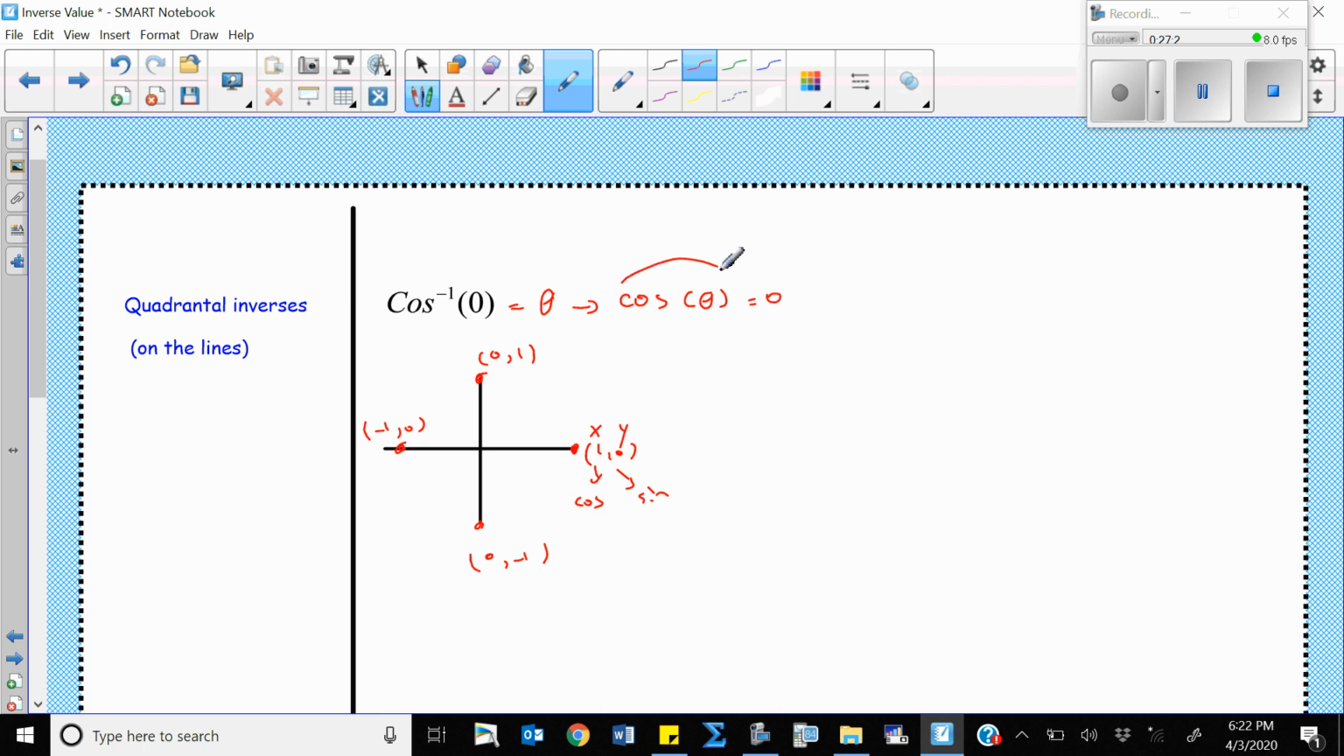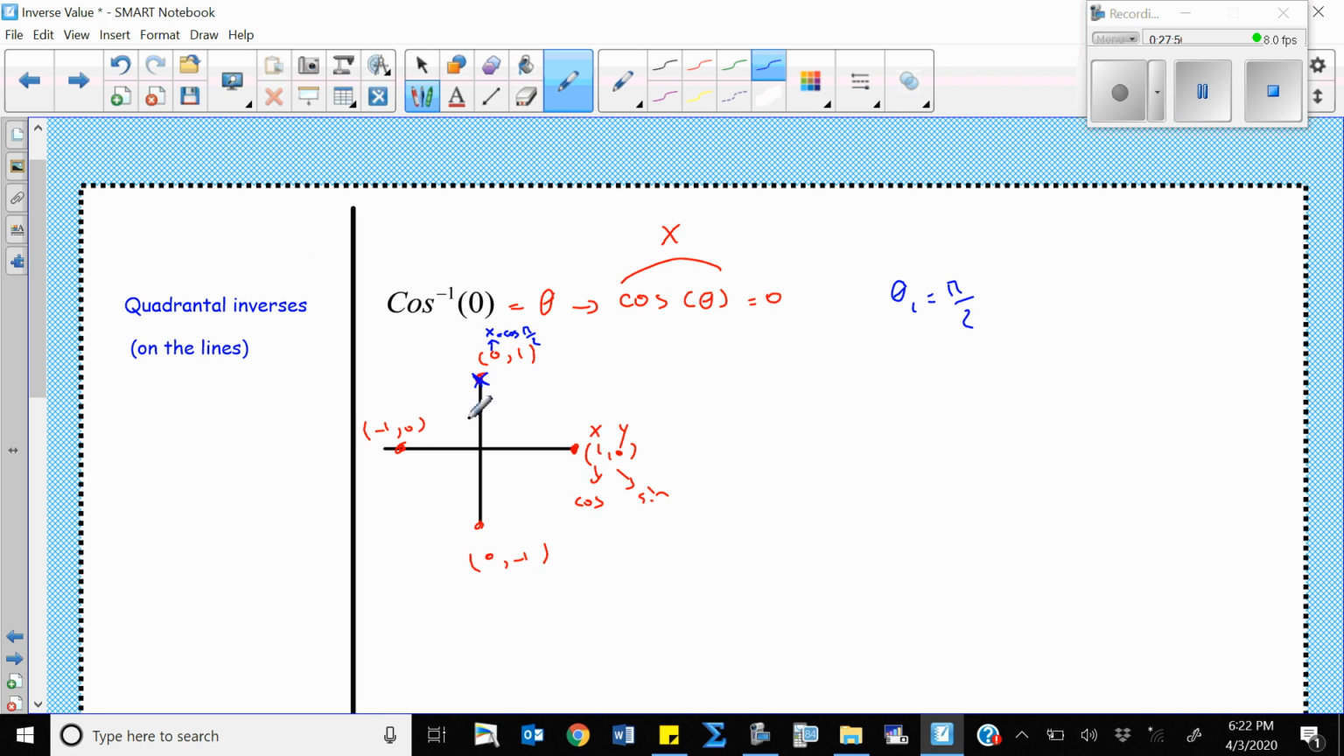So we know that cosine is x. So I need to look for an x value which is equal to 0. Where is that? One of them is here at this point. So we know that x here is 0, and that is cosine. So what is the angle here? It's pi over 2. So one of the answers, theta 1, is pi over 2.